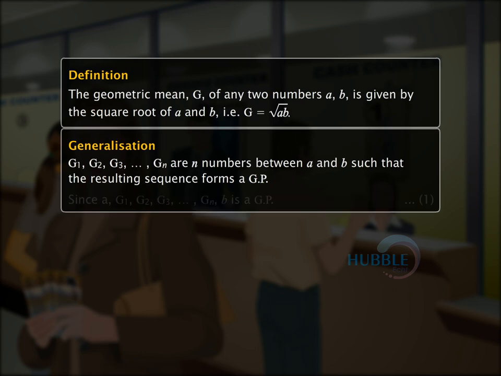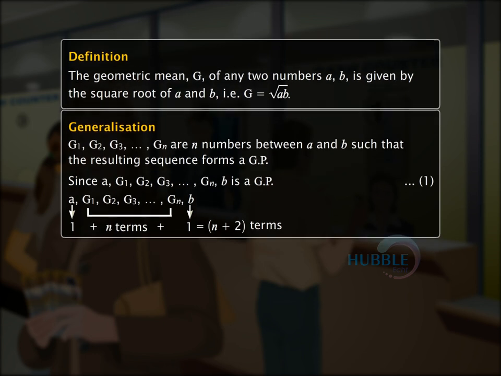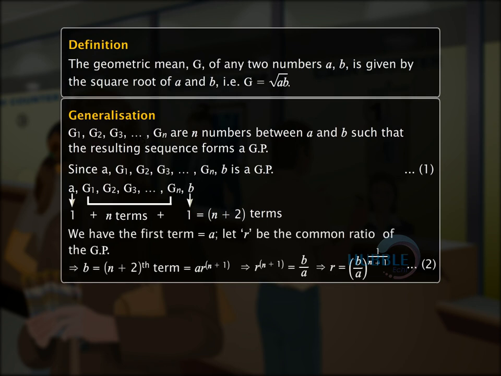So a sequence of numbers a, G1, G2, G3 and so on up to Gn, b is a GP. Note that this GP has n plus 2 terms as shown. Now we have a as the first term and let r be the common ratio of the GP. Then the term b is equal to a times r to the power of n plus 1. As a result, r is given by equation 2.